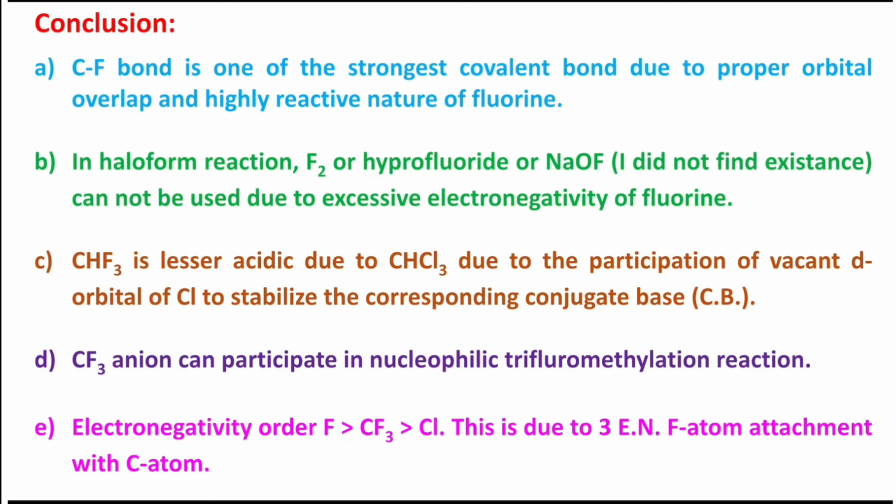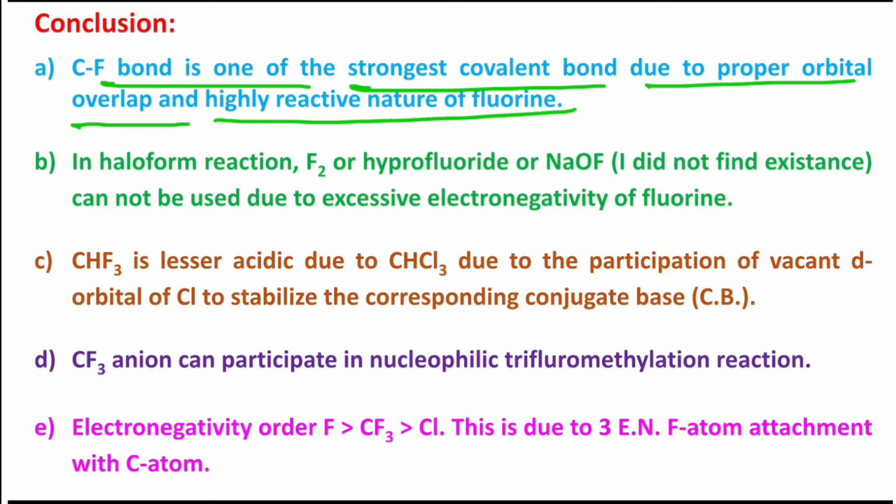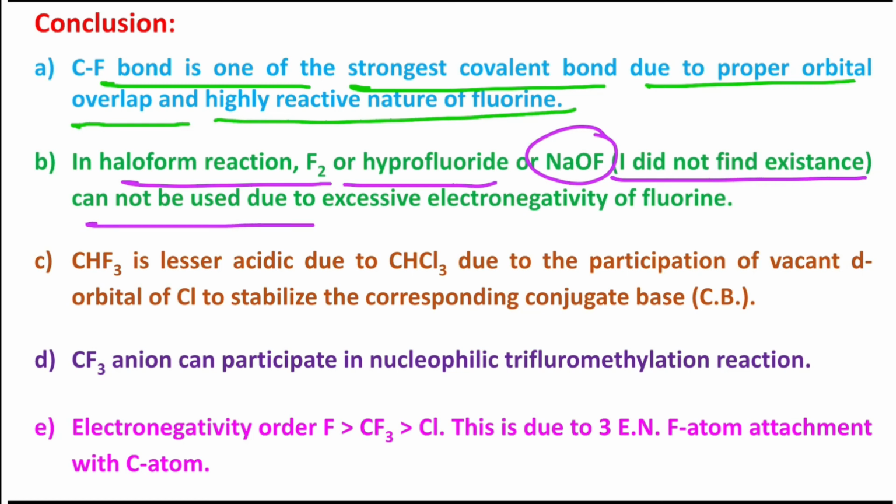Okay, so now in conclusion, what you have learned today, that carbon fluorine bond is one of the strongest covalent bonds due to proper orbital overlap of second row elements and high reactive nature of this fluorine, because since fluorine is extremely reactive, that's why the bond it forms is very stable. In haloform reaction, fluorine or hypofluorite, I haven't found its existence. If you know about it, please write in the comment box. So it cannot be used due to excessive electronegativity of the fluorine. More reactive, less selective. Remember this logic, it's enough.